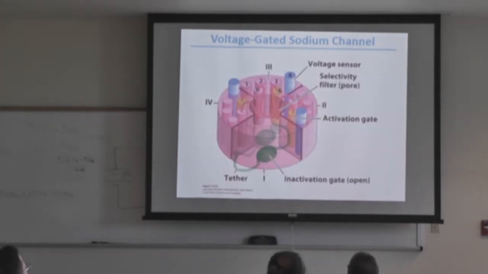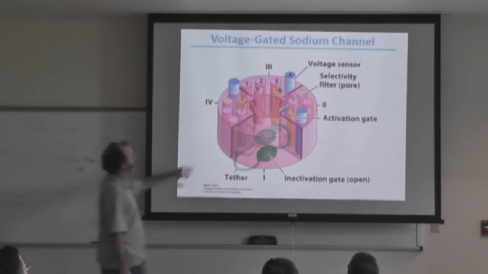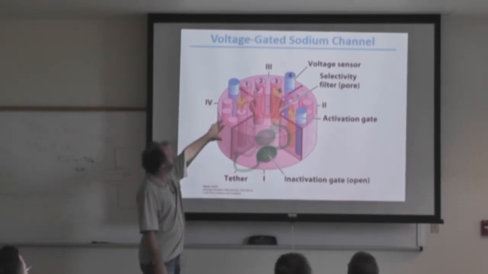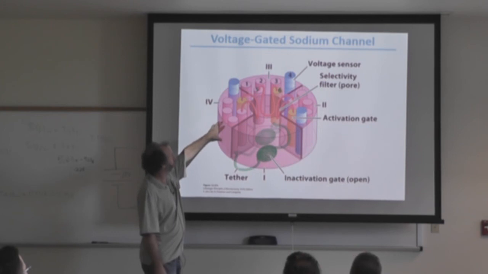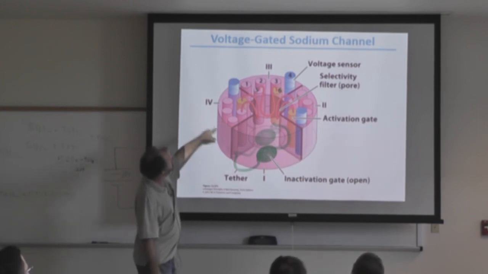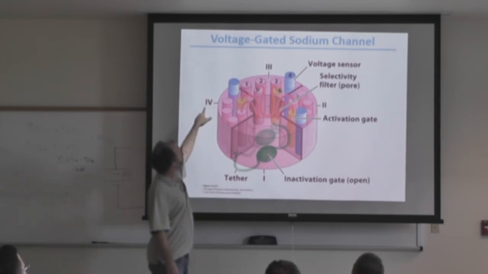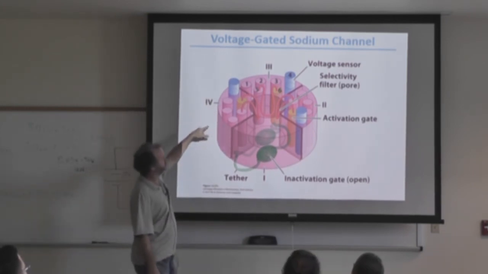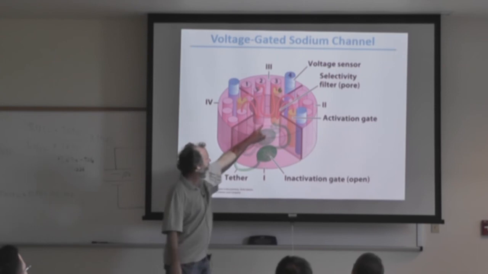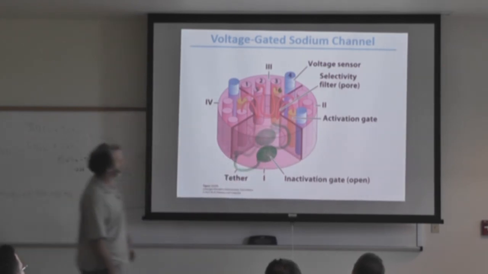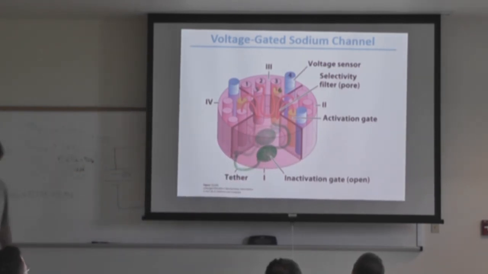And this is like a ribbon or a cone or column drawing of what a voltage-gated channel looks like. So you have 4 subunits, and then you have this activation gate and an inactivation gate too on a tether.